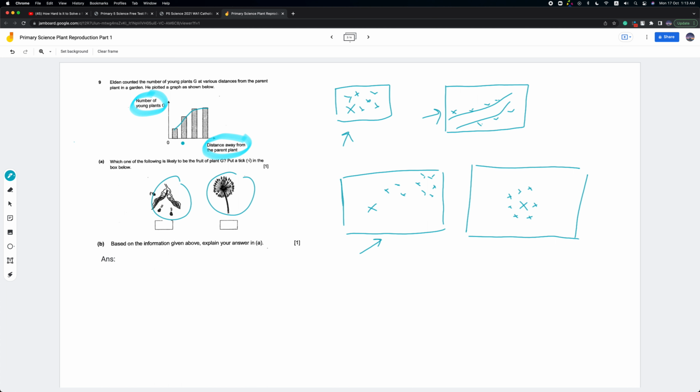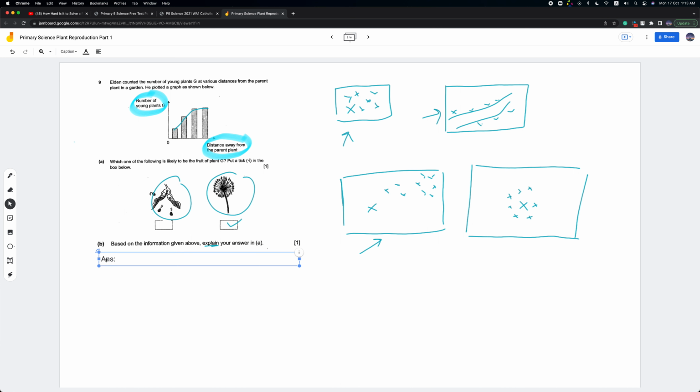Which of the following is fruit G? As you can see, as the distance increases, the number of young plants increases, so it's by wind. Now, based on the information given above, explain your answer. This is where I want to focus a bit more.